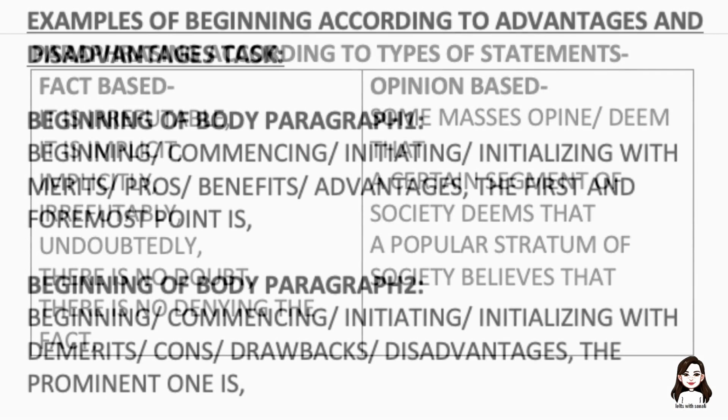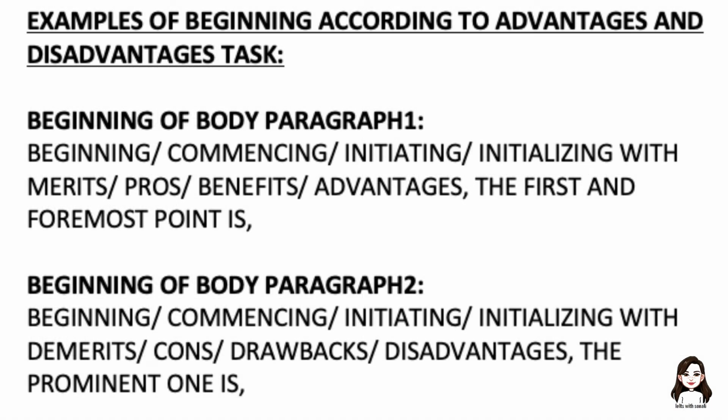Next, examples of beginning according to the advantages and disadvantages task. If the topic is regarding advantages and disadvantages, then you can start your body paragraph 1 with commencing, initiating, beginning, initializing with pros, merits, benefits, advantages, etc. Then you need to mention a comma over there, and after that you need to write the first and foremost point is, you can also write the prominent one is, the important one is, whatever you want to mention over there, you can do that.